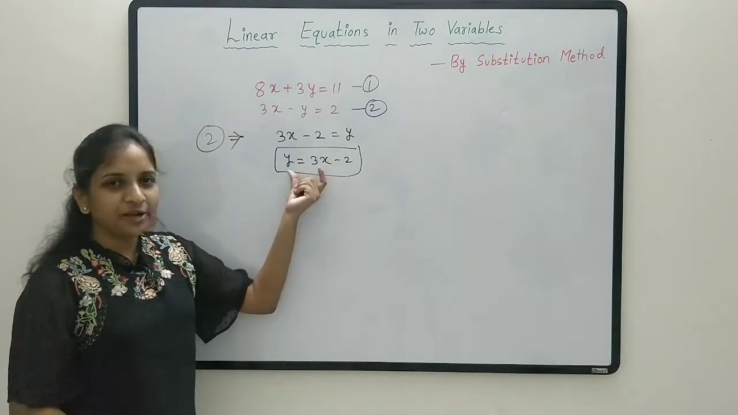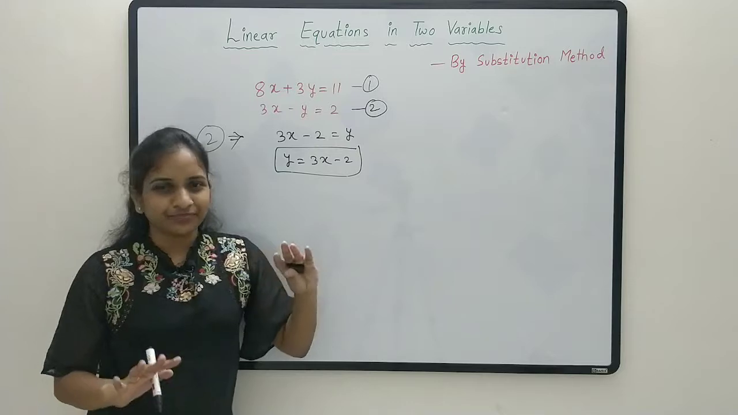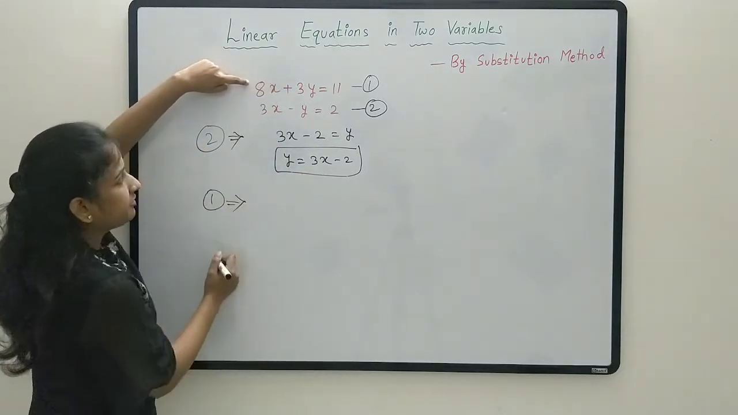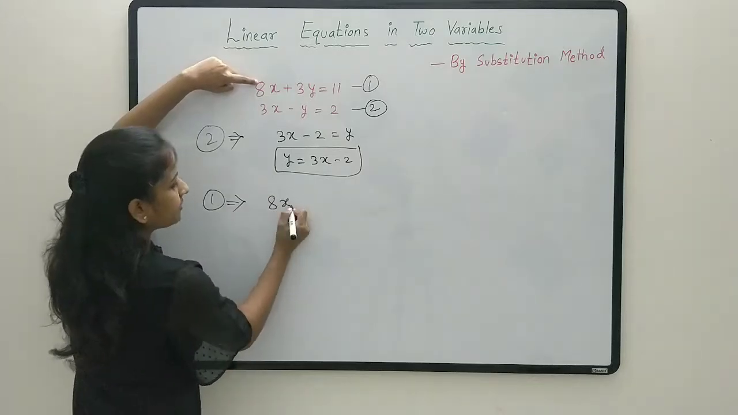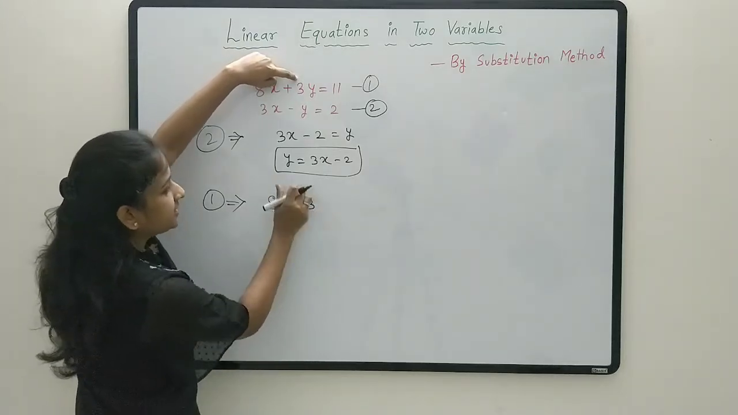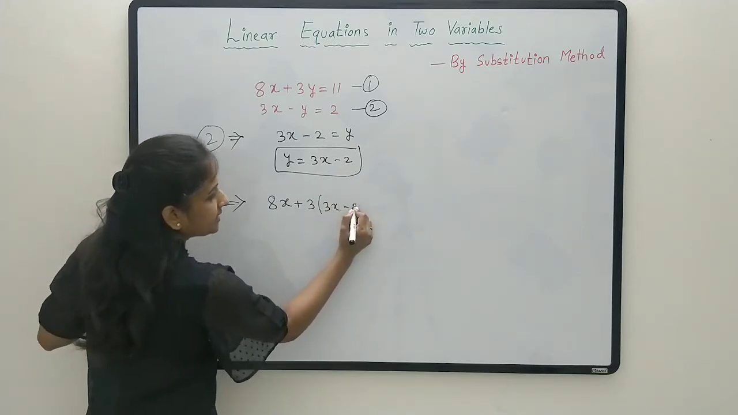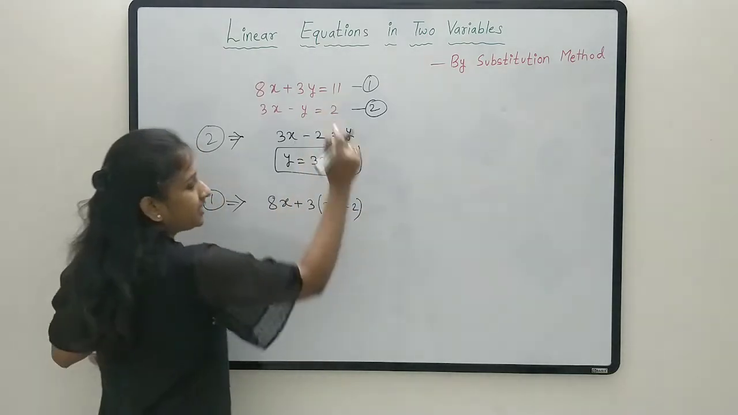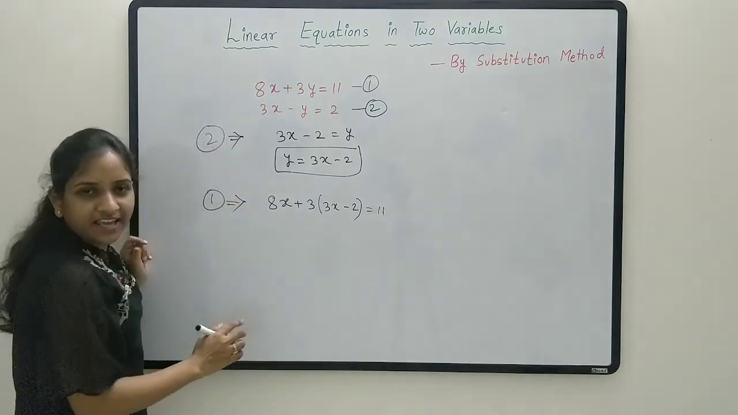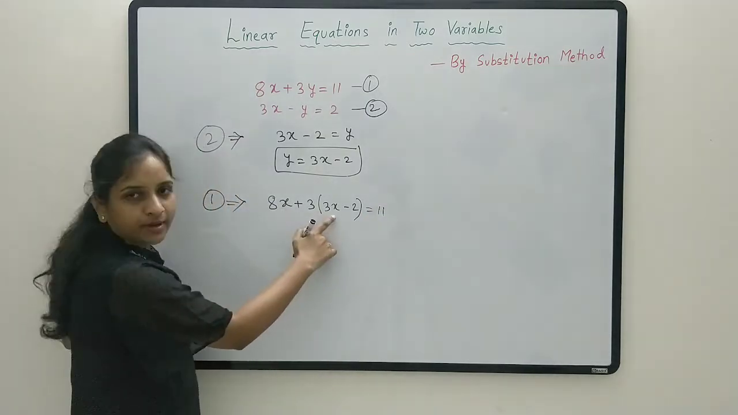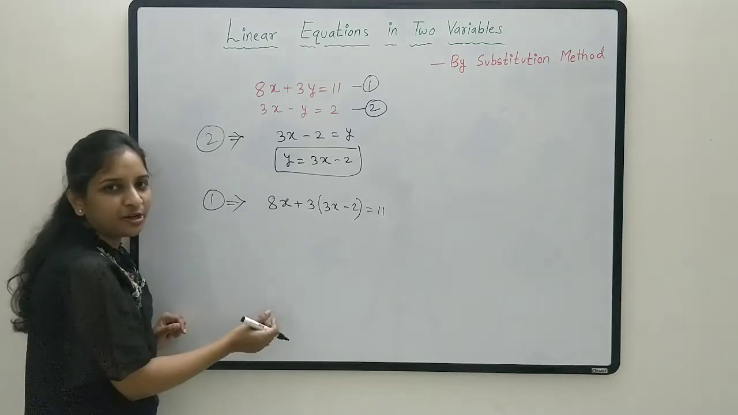Don't substitute again in the second equation. Substitute in the first equation. So the first equation will give 8x plus 3y. Instead of y, we are substituting this value 3x minus 2, is equal to 11. Indirectly, we have eliminated the y term. Here only one variable is there. Let's solve this and find the value of x.